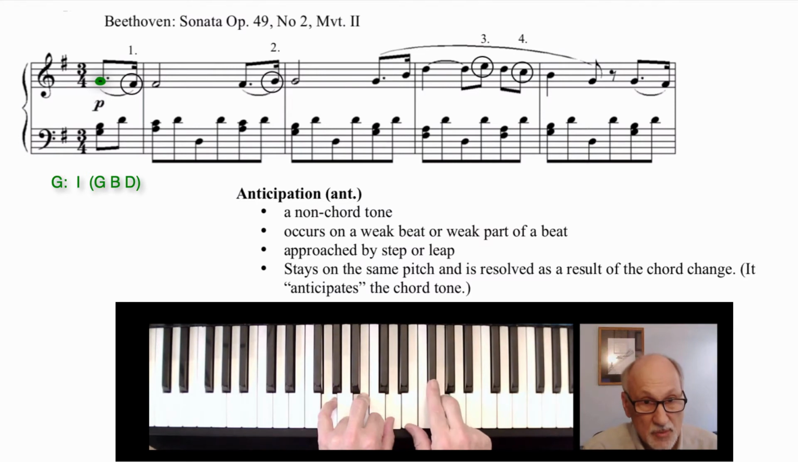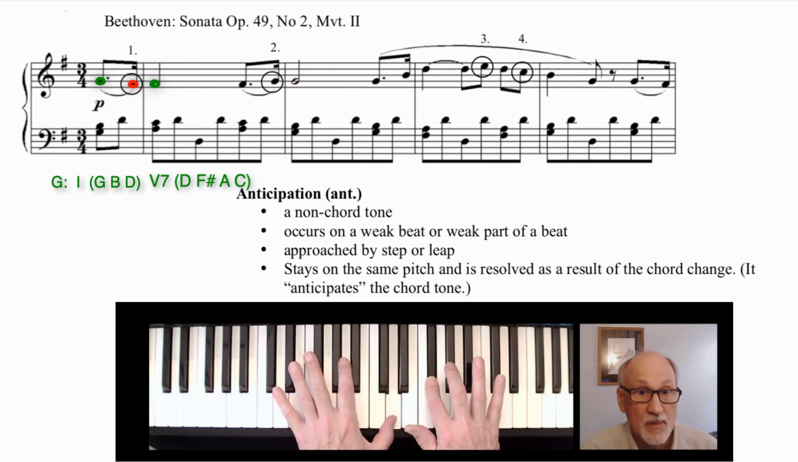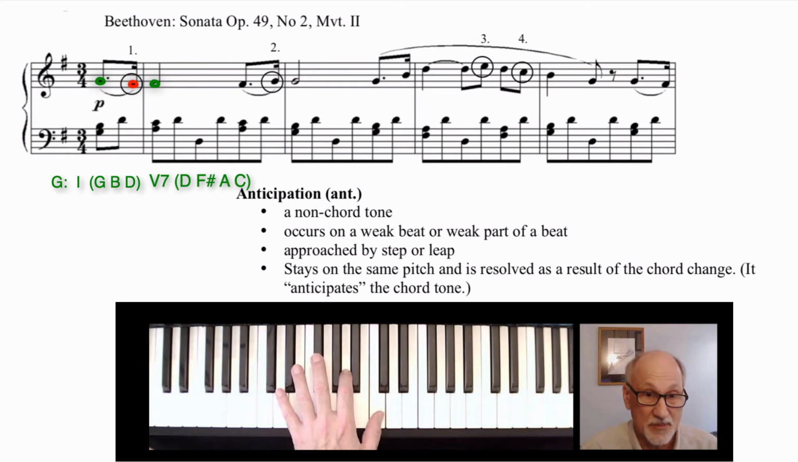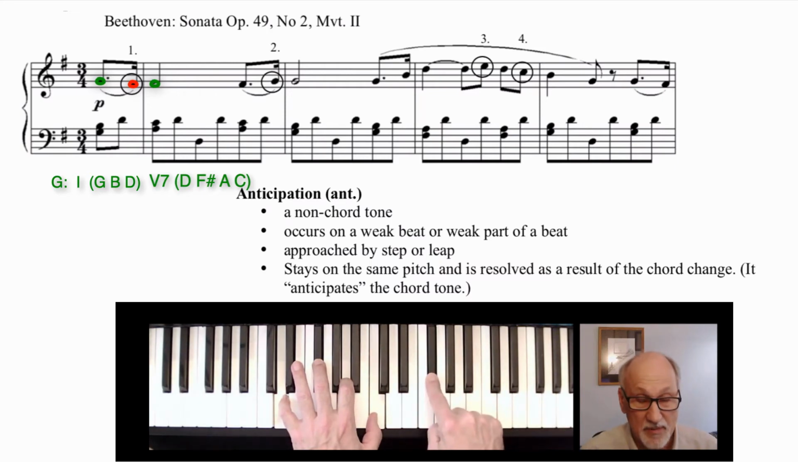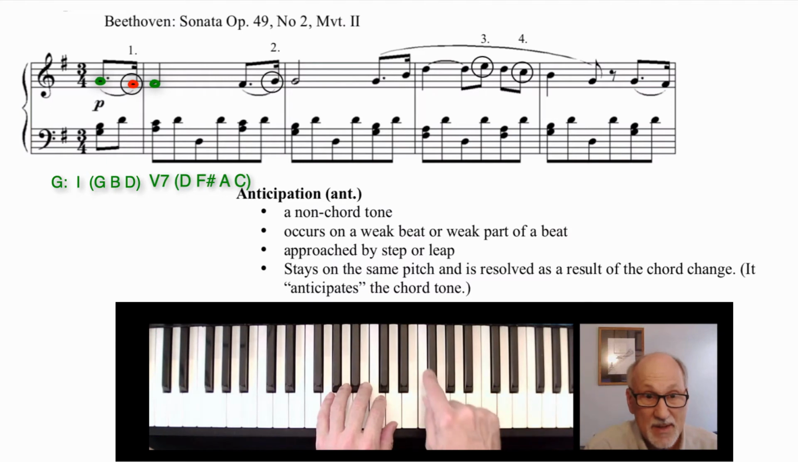But then it moves to F sharp, which is not in the chord. It moves to a non-chord tone. And it doesn't ever move back or keep moving. Instead, it just stays there because in that first full measure, that note actually is a note of that next chord. The next chord, this is the first full measure, is D, F sharp, A, and C. That's a 5-7 chord. So the F sharp is part of the chord. The idea is that the anticipation, just as the name implies, anticipates the next chord.